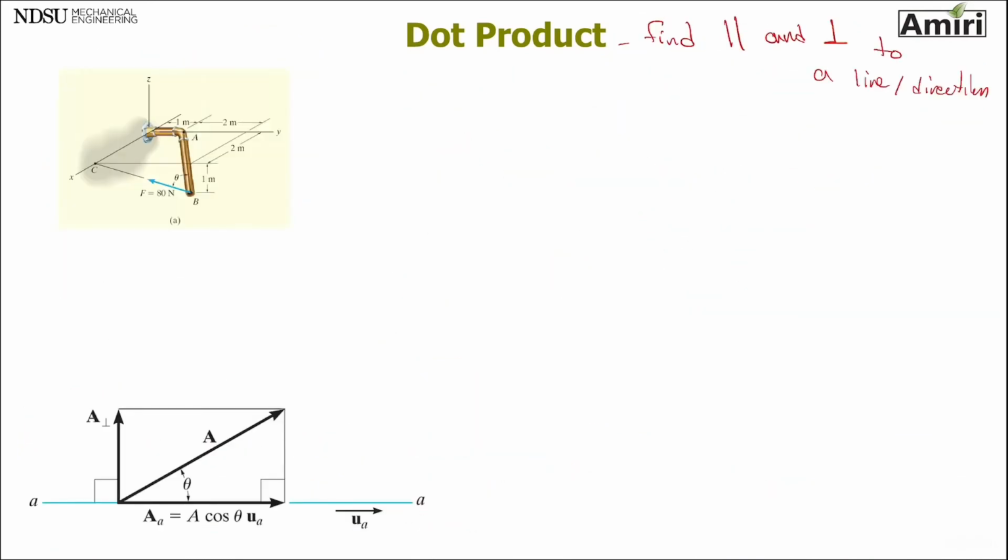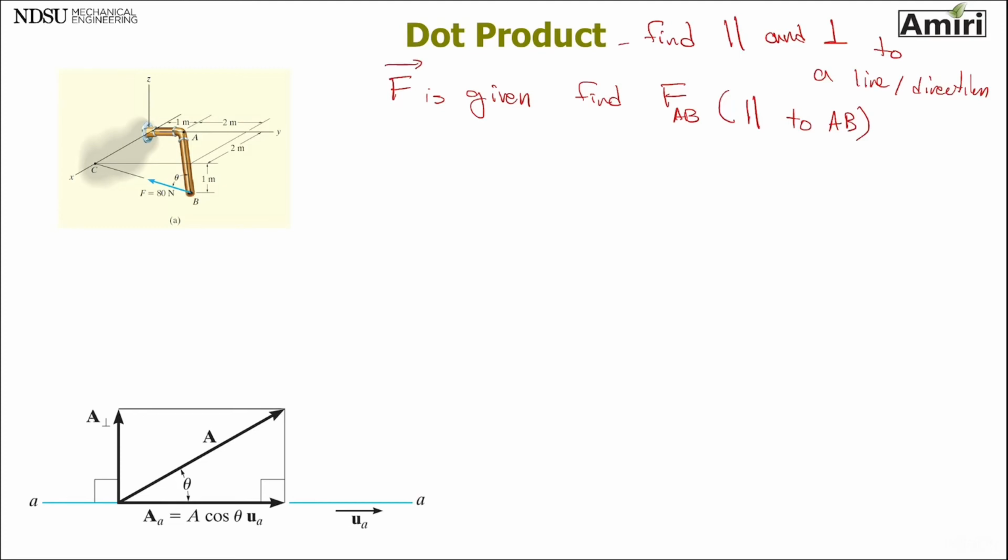Here I have another example. F is given, and it wants you to find F that goes to AB. In other words, parallel to direction AB or perpendicular to AB. So that's how we're going to use it.